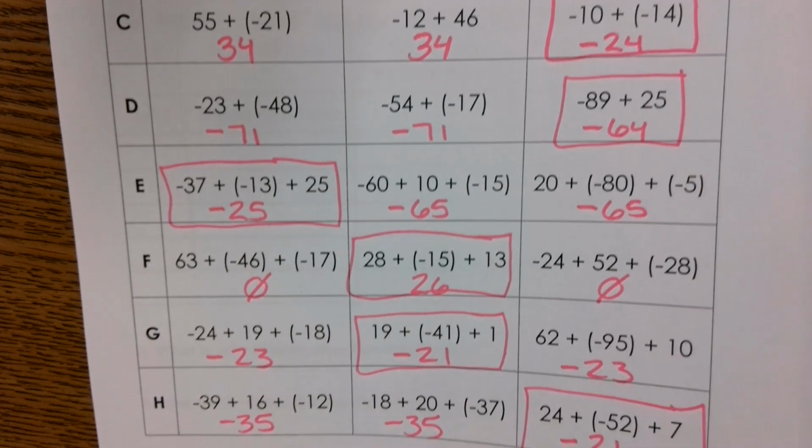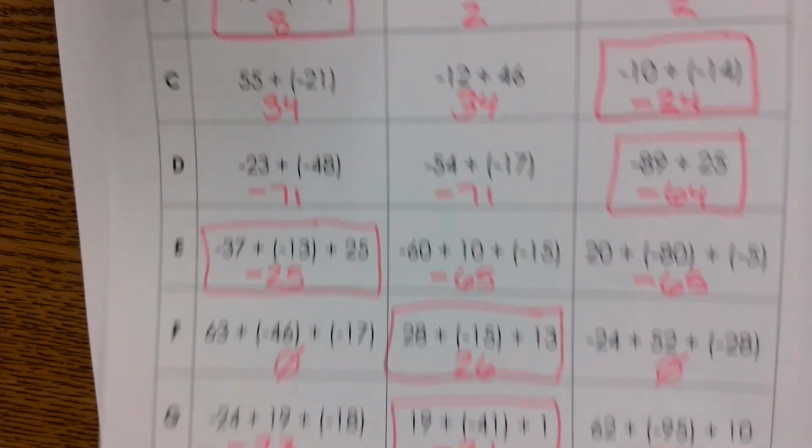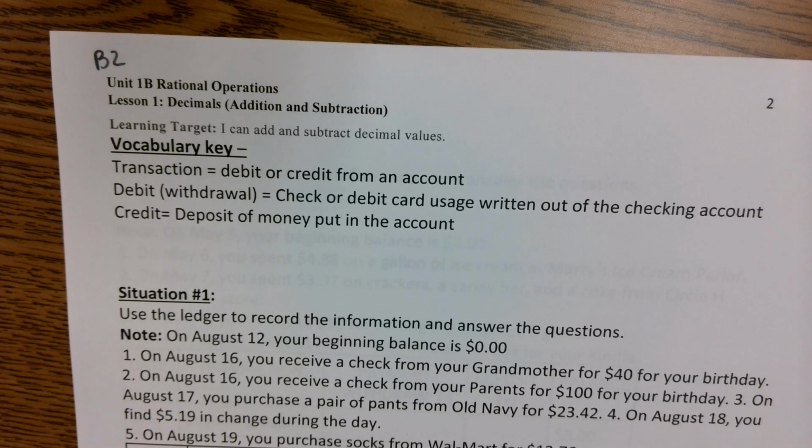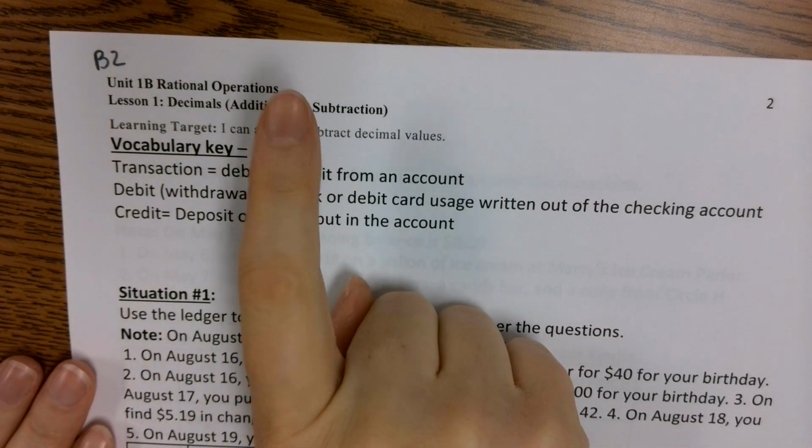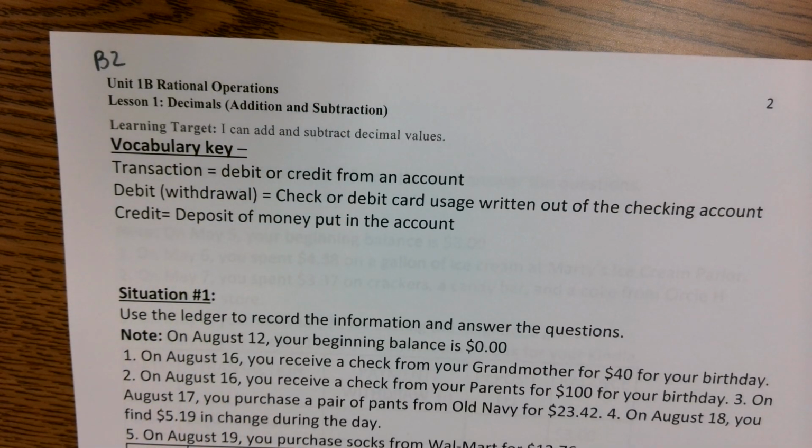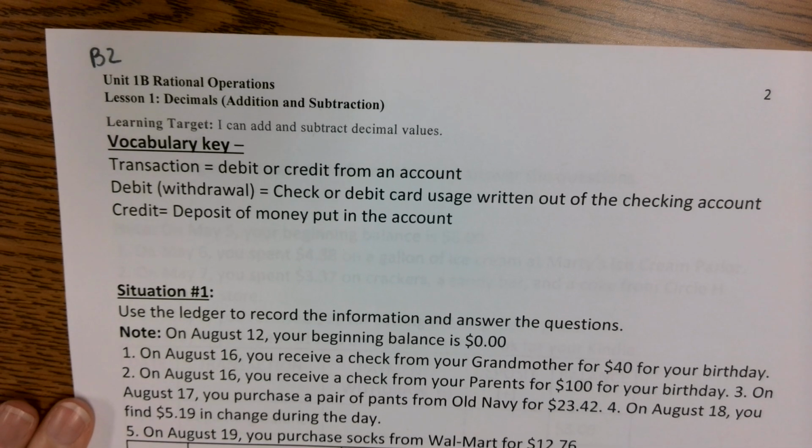Let's go ahead and flip it on over to the back. We are starting Unit 1B today. Unit 1B is just going into rational operations. So when we talk about rational numbers, they are not just your positive and negative whole values, but they also include decimals, and they include fractions that can convert to decimals. So what we're focusing on for today is decimal addition and subtraction, adding decimals and subtracting decimals using a very common practice, which is a bank ledger.